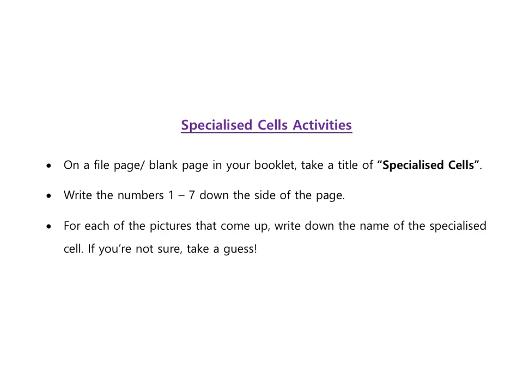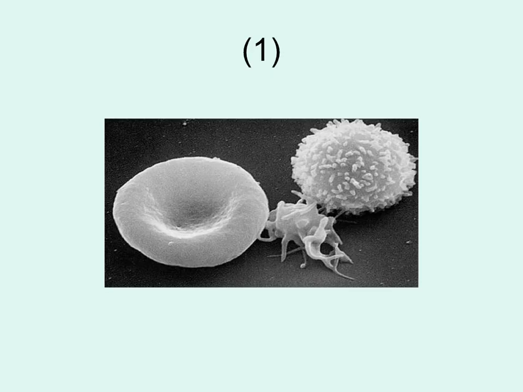What I want you to do is to just write down what you think it is. So here is number 1, and there's actually 2 cells in this diagram, 2 specialised cells. This is the first one, and this is the second one. So for number 1, you could write down something and something. So give that a go. What do you think these are?